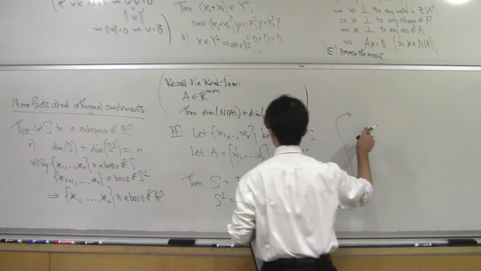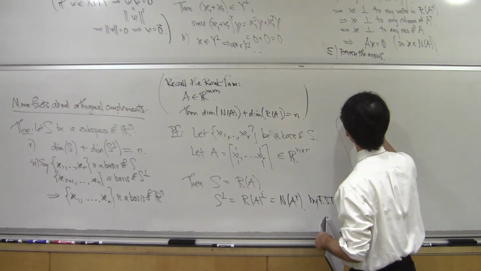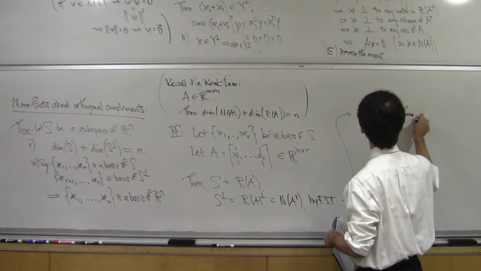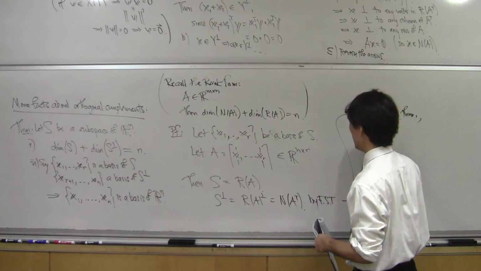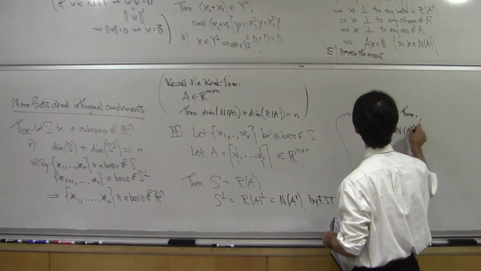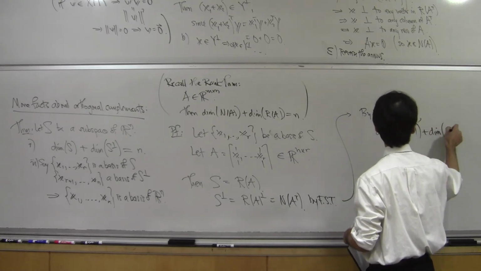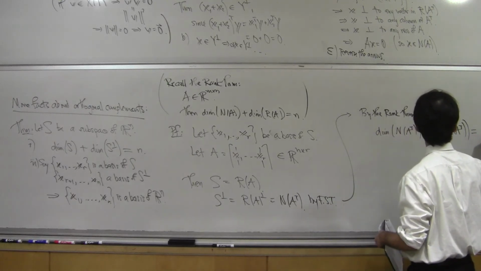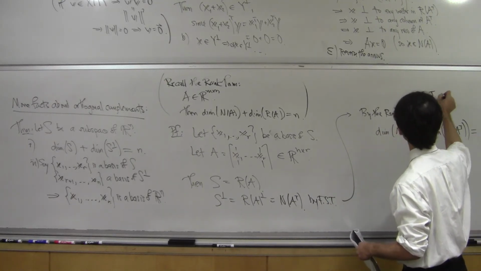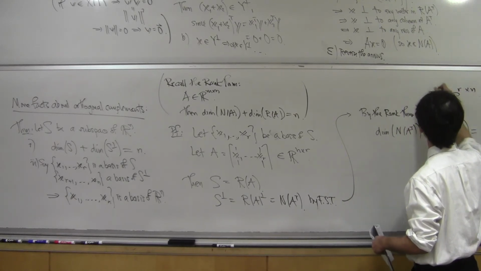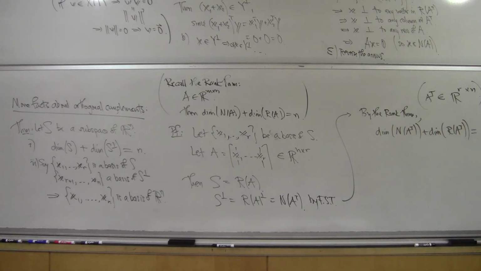Okay. And then you say, now by the rank theorem, we see that the dimension of N(A transpose) plus the dimension of R(A transpose) equals N, because A transpose is an R by N matrix. You apply the rank theorem to A transpose.